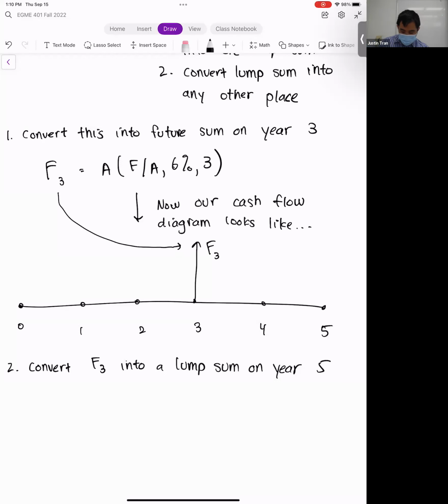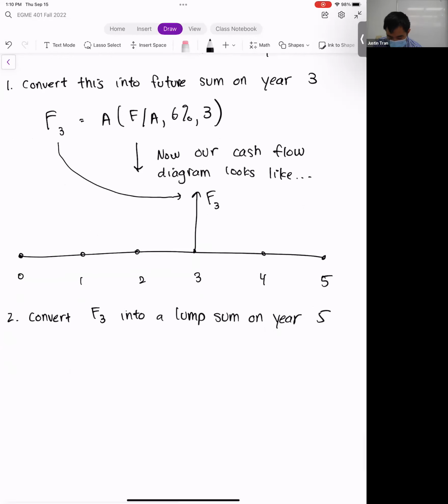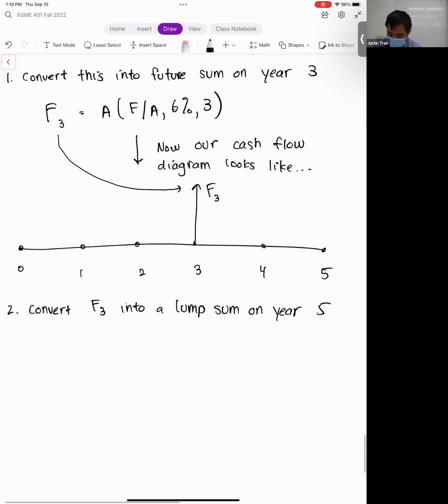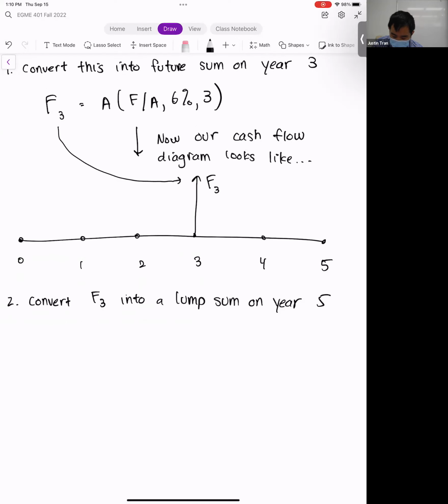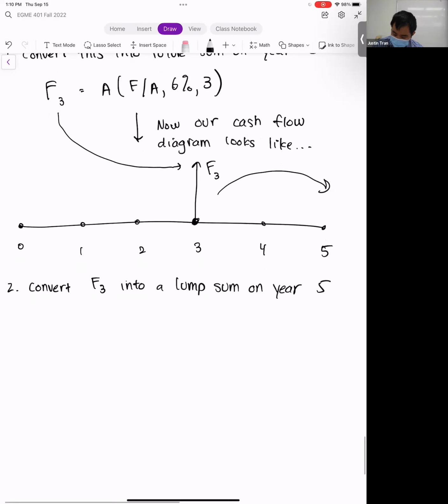Okay. And so this is the reason why I did this. You might think that this F3 here is some future sum, right? Because it's not on year 0. But if you look at the conversion that we're doing, we're taking one lump sum in the past and then moving it forward into the future. Okay. And so in this case, since we're moving a single lump sum forward, this F3 is basically going to count as a present sum.